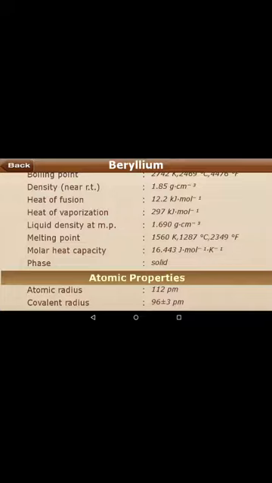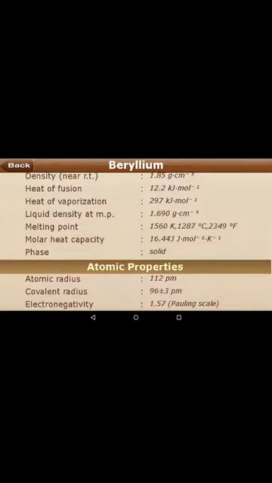A heat of evaporation of 297 kilojoules per mole. Now, a liquid density of 1.690 grams per cubic centimeter. A melting point of 1560 Kelvin, which gives us 1287 degrees Celsius. The other one is Fahrenheit.